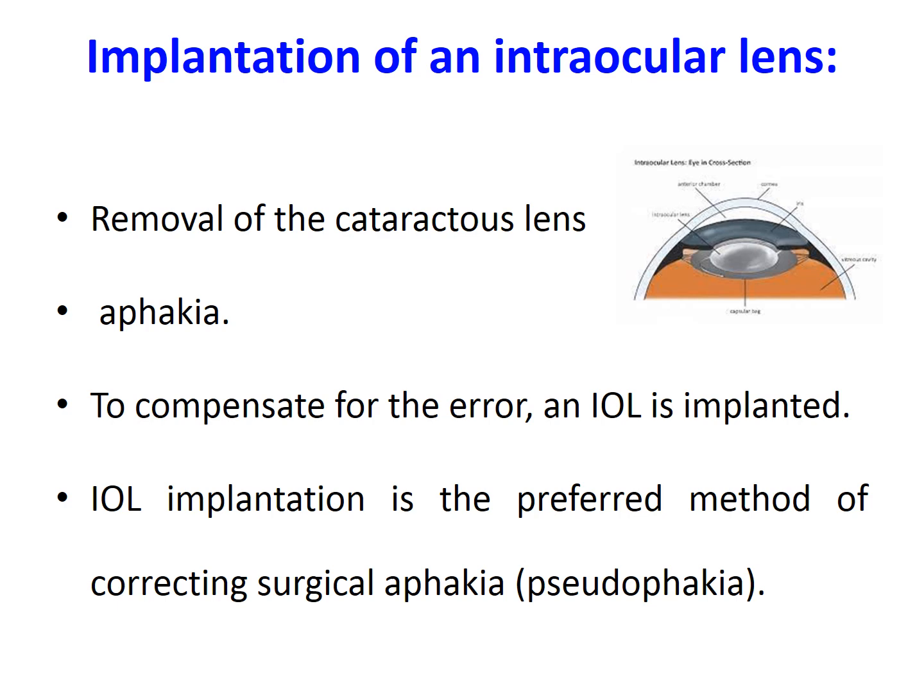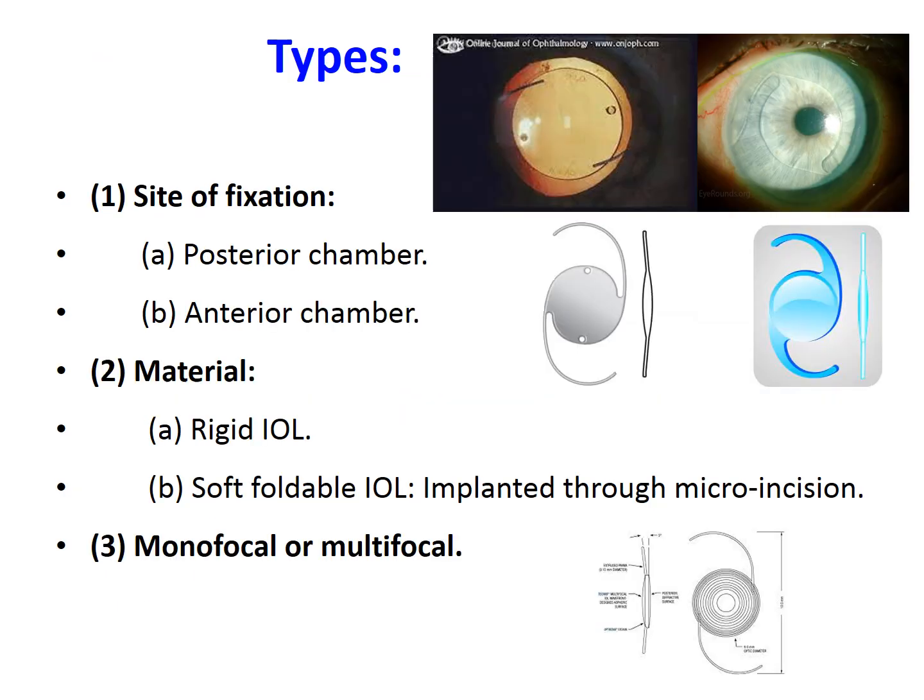It is inserted depending on the posterior capsule. We remove the whole lens and leave only the posterior capsule to support the intraocular lens. When the patient has an implanted intraocular lens, this is called a pseudophakic patient. Pseudophakic means a patient with an artificial intraocular lens.